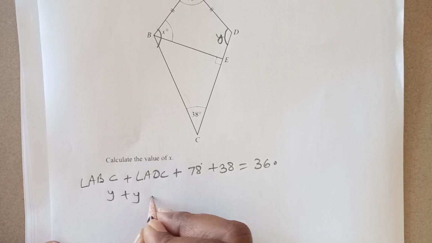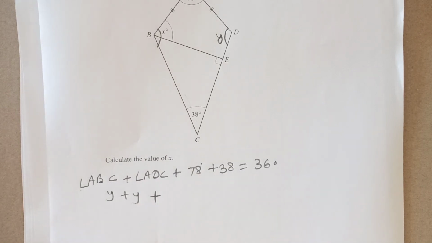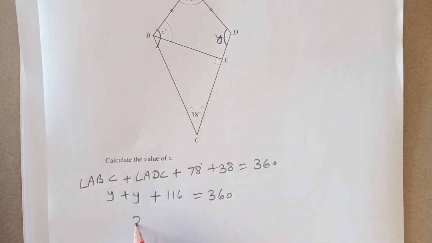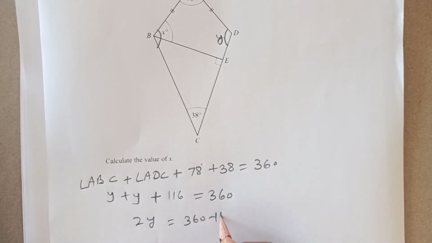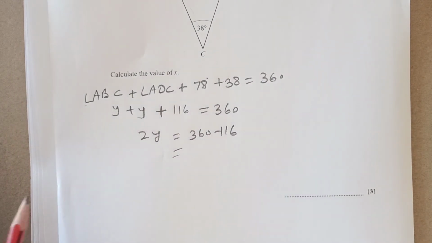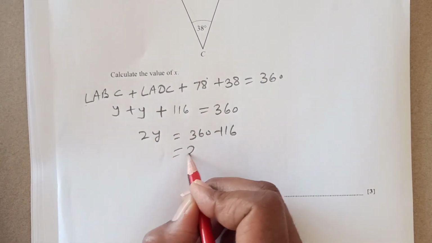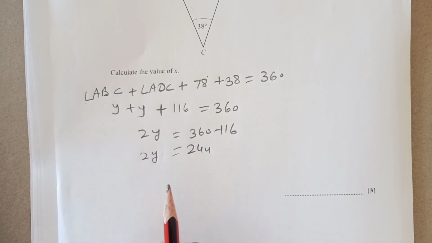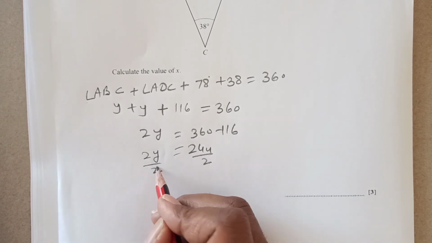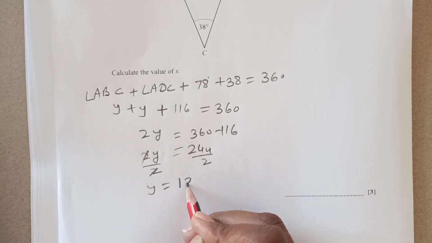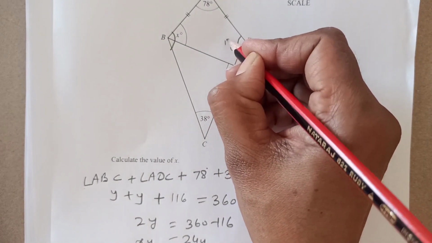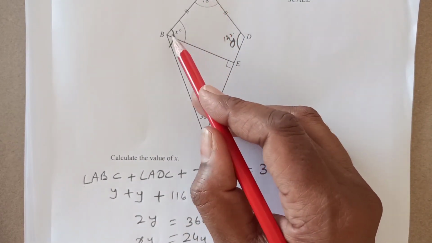So y plus y plus 78 plus 38, this is 116, equals 360. So 2y equals 360 minus 116. This is 244. Okay. Then divide by 2, divide by 2. So y is going to be 122, right? So this angle is 122.